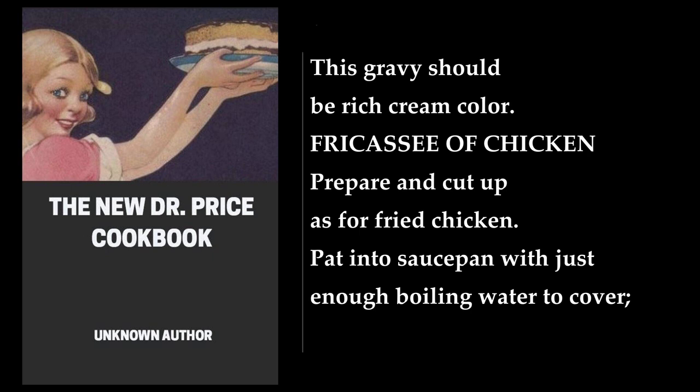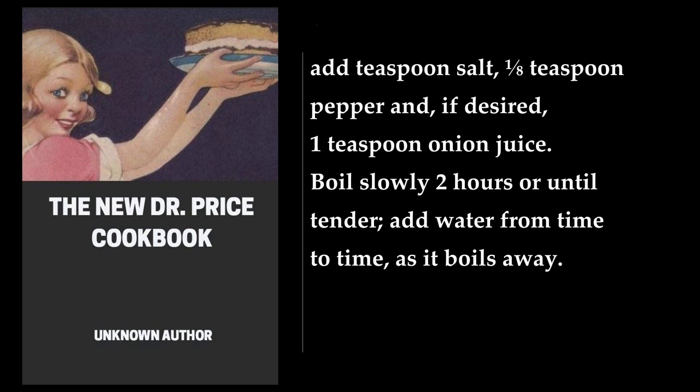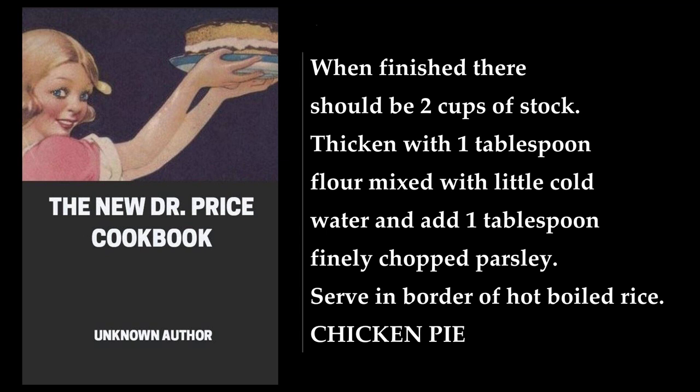Fricassee of chicken. Prepare and cut up as for fried chicken. Put into saucepan with just enough boiling water to cover. Add teaspoon salt, 1/8 teaspoon pepper and, if desired, 1 teaspoon onion juice. Boil slowly 2 hours or until tender, add water from time to time, as it boils away. When finished there should be 2 cups of stock. Thicken with 1 tablespoon flour mixed with little cold water and add 1 tablespoon finely chopped parsley. Serve in border of hot boiled rice.